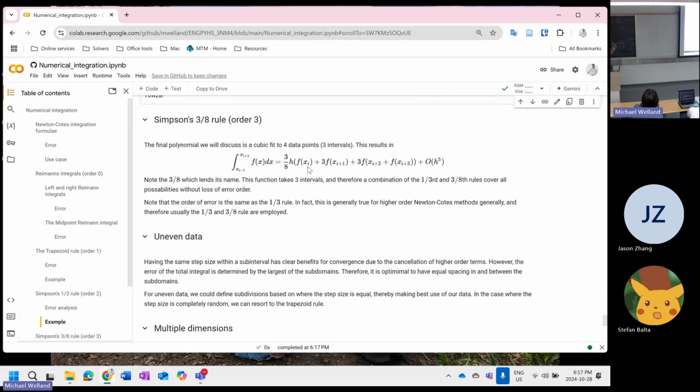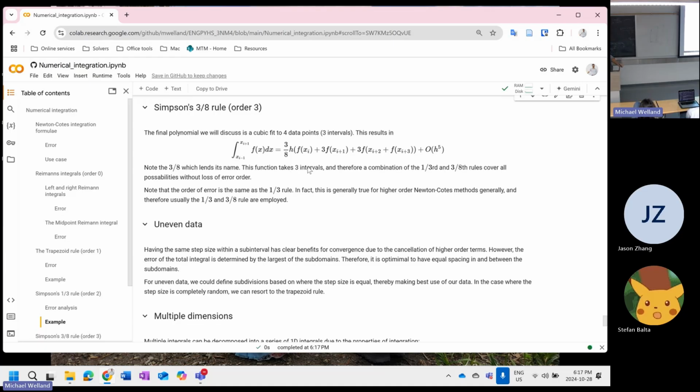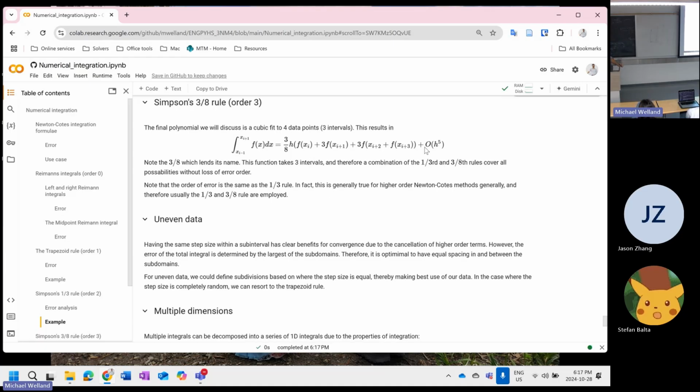Okay. Simpson's 3/8 rule is order 3. In this case, what we're doing is fitting, what's after 2? It's a cubic. So we're taking 3 intervals. When you crunch the math, you get something that looks like this. Notice it has 4 data points, but you still only get order 5 for the subinterval, which means when you integrate and add everything up, you still get order 4. So that's a little bit funny.